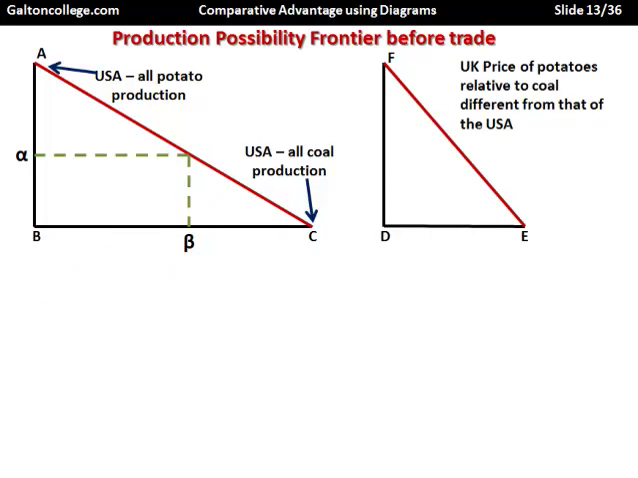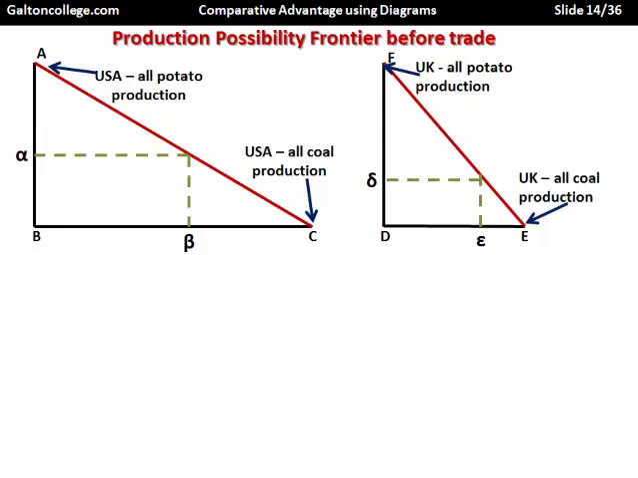Now in the UK, the price of potatoes relative to coal differs from that in the US. That was one of the assumptions of the model. So we have a different gradient of the line. This line here is a different gradient to this one over here. So there are just different conditions in the UK.